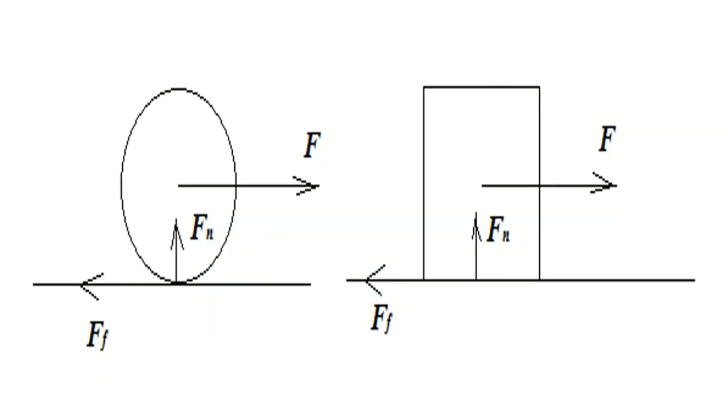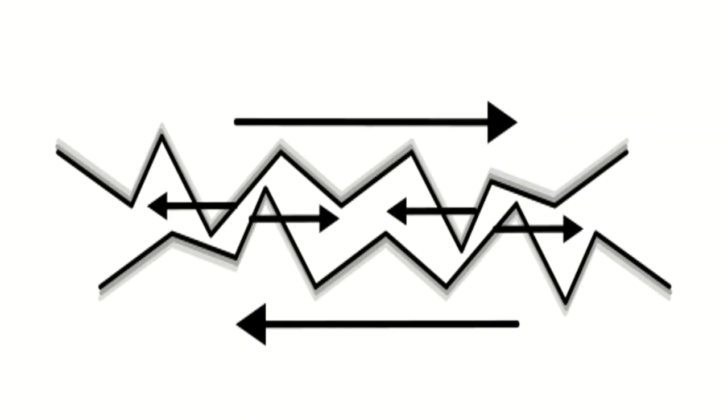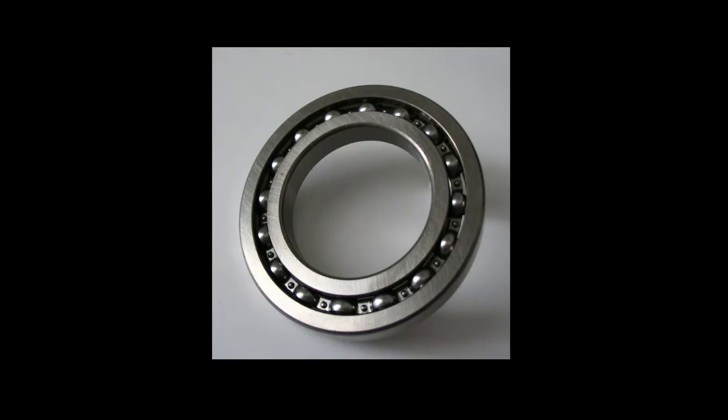Rolling friction is less than sliding friction. Disadvantages of friction and ways to overcome it. Friction causes wear and tear in machines. To reduce this wear, oil and grease are used to lubricate the machine parts. Ball bearings are used to reduce friction.